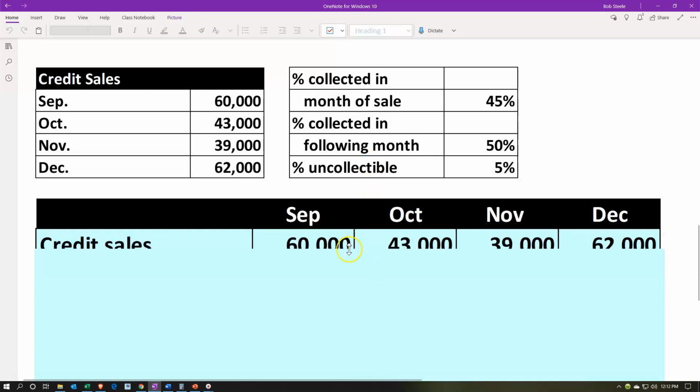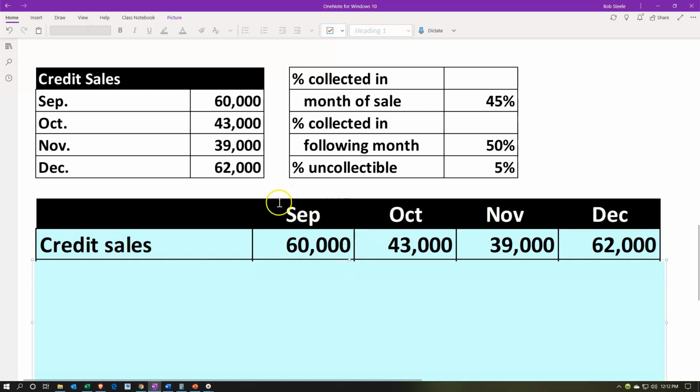So that's going to be kind of the funny thing. Sometimes I'll mark this red or something like that to indicate the fact that this is just an informational component, not really part of the period that we are calculating for the schedule we are looking at, which is a cash receipts schedule.